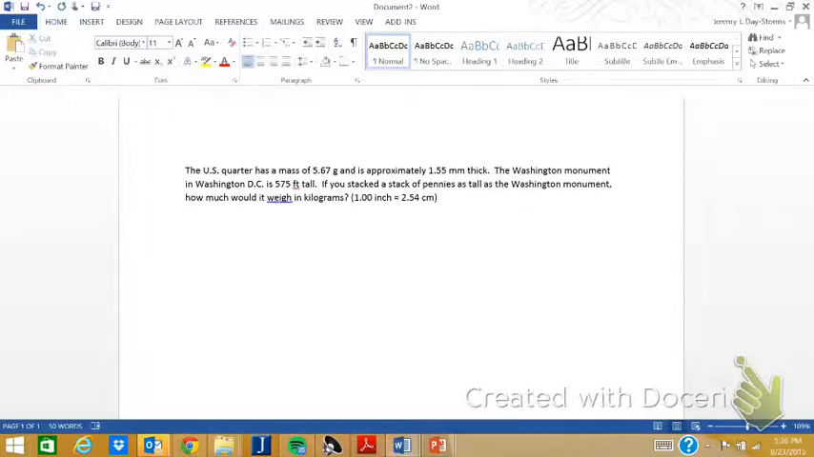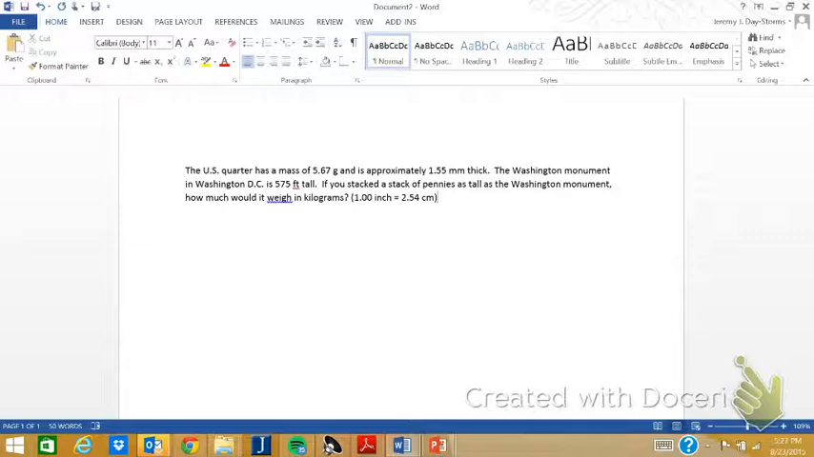The U.S. quarter has a mass of 5.67 grams and is approximately 1.55 millimeters thick. The Washington Monument in Washington, D.C. is 575 feet tall. If you stacked a stack of pennies as tall as the Washington Monument, how much would it weigh in kilograms? They've given you the conversion factor that 1.00 inches is equal to 2.54 centimeters exactly.